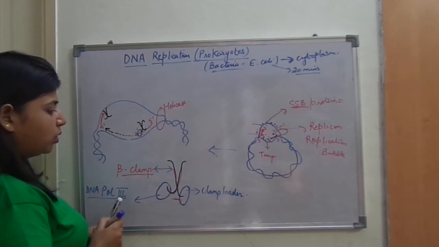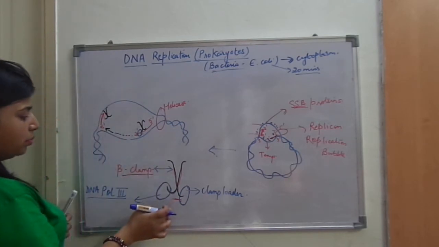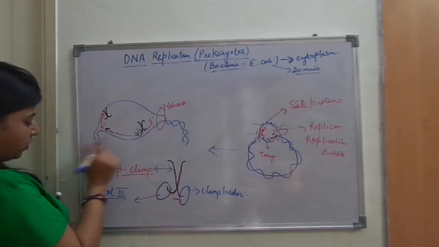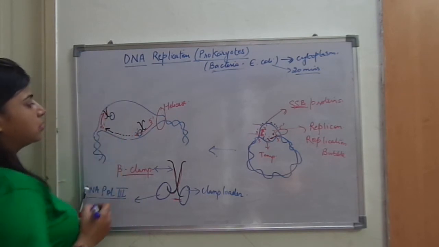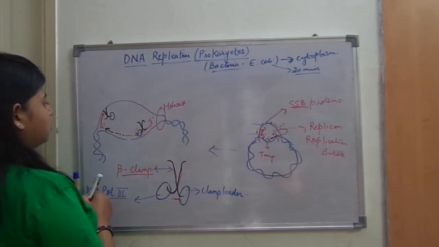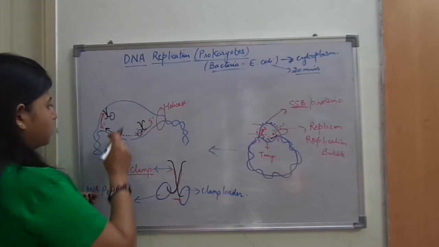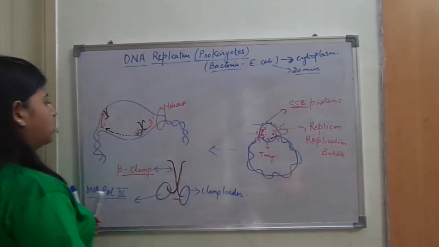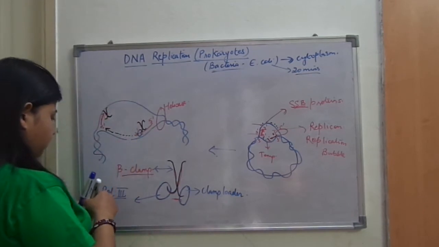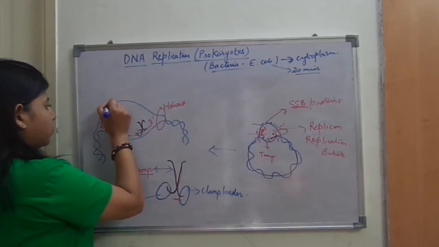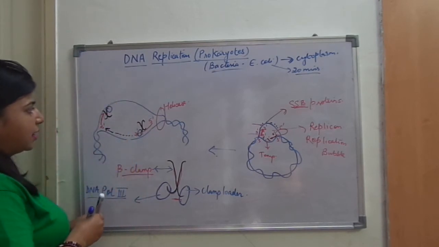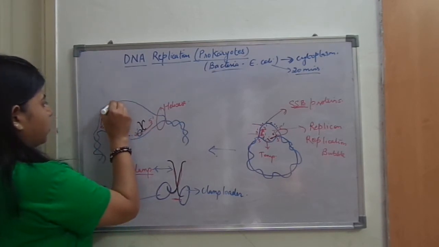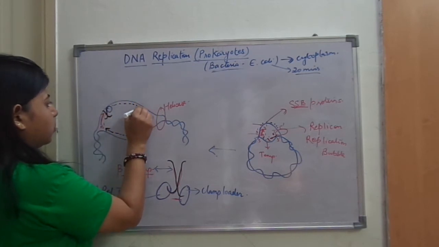The clamp loader will be there, and then the clamp loader will be released. The beta clamp comes over here, and DNA polymerase comes over here. In this case, the clamp loader and beta clamp will attach the DNA polymerase over here, right?